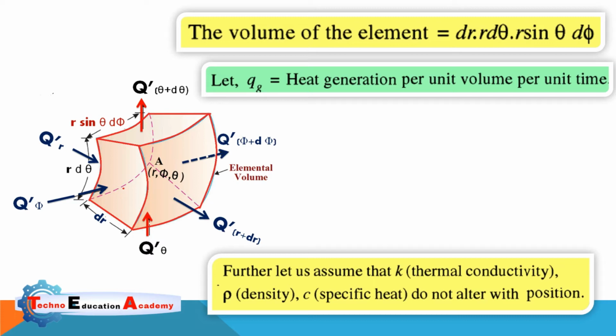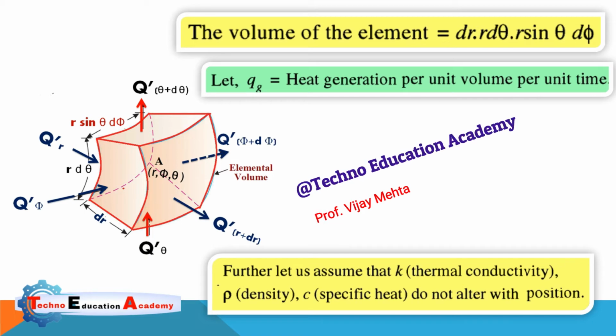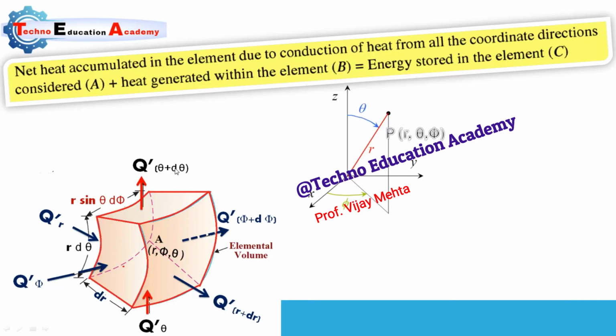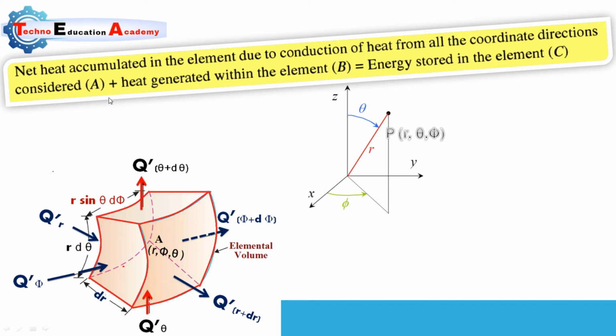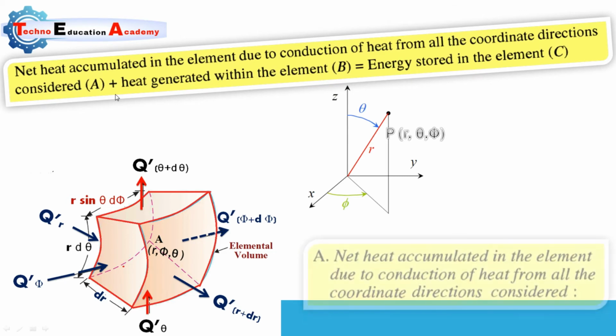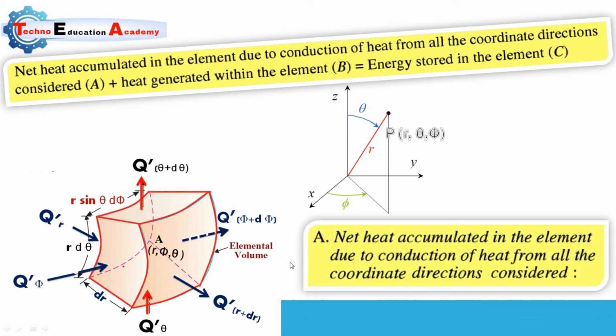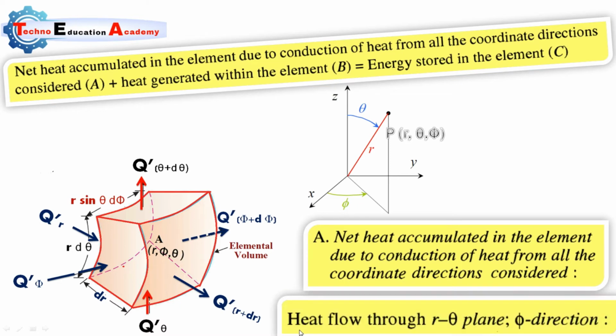In many cases there is no internal heat generation, so at that time we do not consider it, but our objective is to derive the equation which is applicable for all cases. So here we are considering it. Now we calculate the net heat accumulated in the element, term A. Here we are considering the directions one by one. The first direction we are considering is the φ direction, heat flow through the r θ plane.